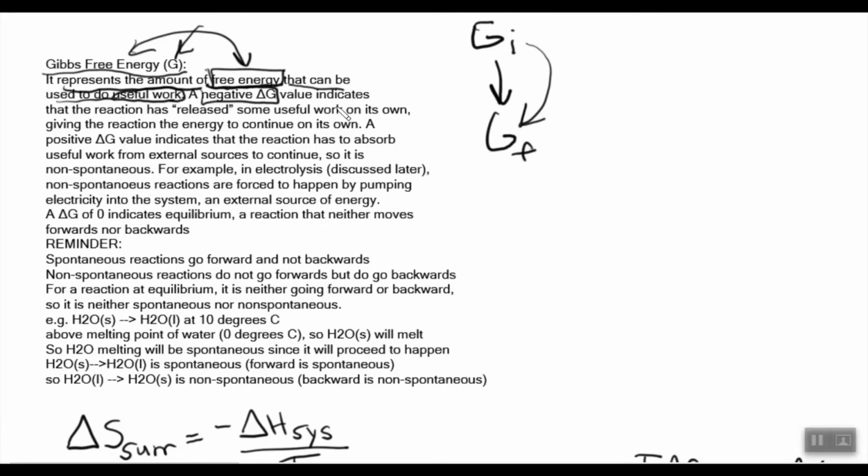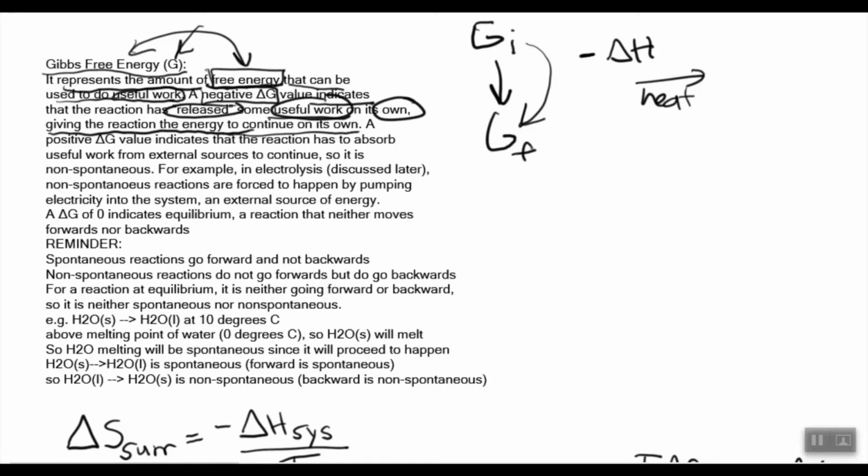So a negative ΔG value indicates that the reaction has released some useful work, just like how a negative ΔH means that the system is exothermic, so the reaction will release some heat, which heats up the surroundings. In this case, we are talking about G, so we're talking about a release of free energy or useful work. If the reaction releases some useful work on its own, then this useful work can be used on the reaction, and it kind of gives the reaction the energy to continue on its own.